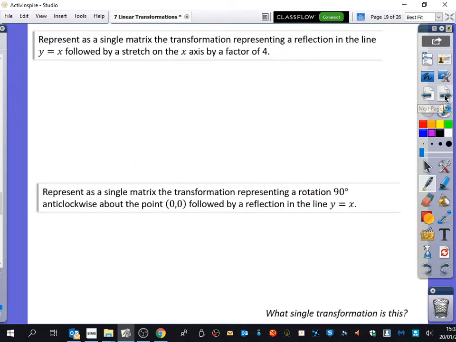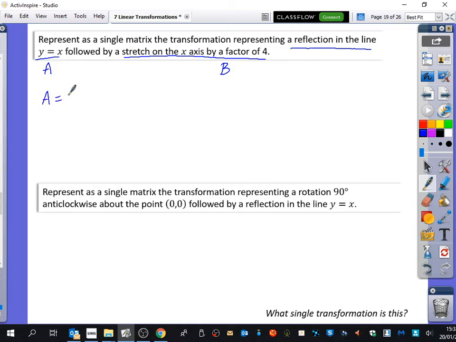So let's actually just dive in and try and think about what this might actually look like. It says represent as a single matrix the transformation representing a reflection in the line y equals x, followed by a stretch on the x-axis by a factor of 4. So the one I think about doing first, I'm going to say a reflection in the line y equals x. I'm going to call that one A, and then a stretch on the x-axis by a factor of 4. I'm going to call that one B. I don't care what you call them, but I just want to name them something because it might make this next stage a bit easier.